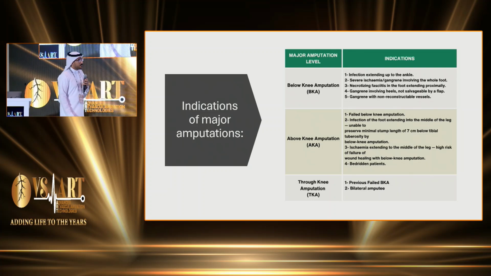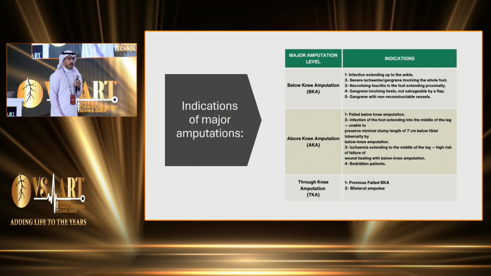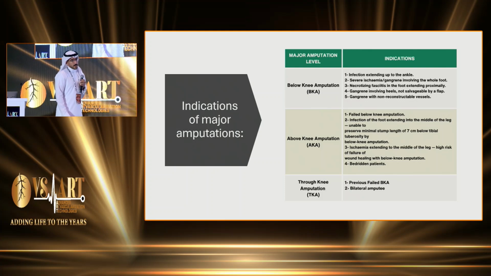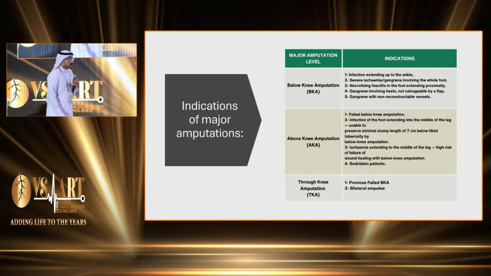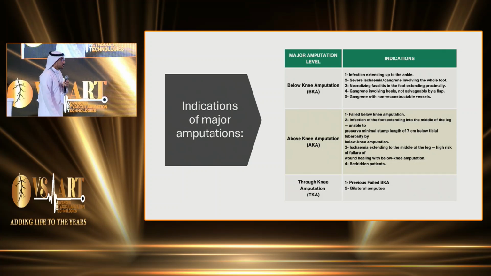Below-knee amputation if the infection is extending up to the ankle, or the patient has non-reconstructible vessels, or gangrene involving the heel that is not salvageable with a flap; we will consider below-knee amputation. For above-knee amputation, if we can preserve a stump more than 7 centimeters below the tibial tuberosity, we will consider below-knee amputation. Above-knee amputation is for patients who are bedridden, or failed below-knee amputation, or have infection extending up to the proximal leg.